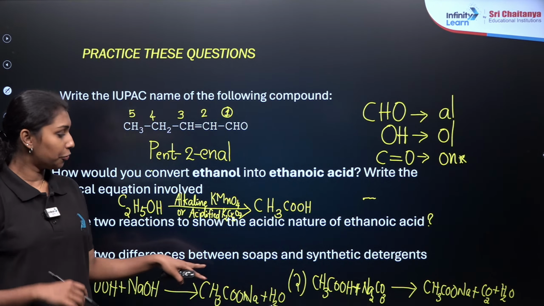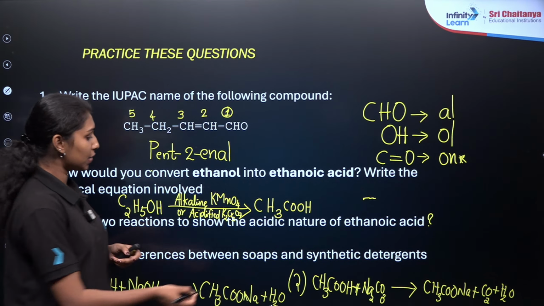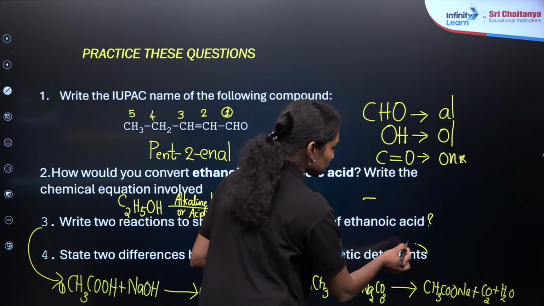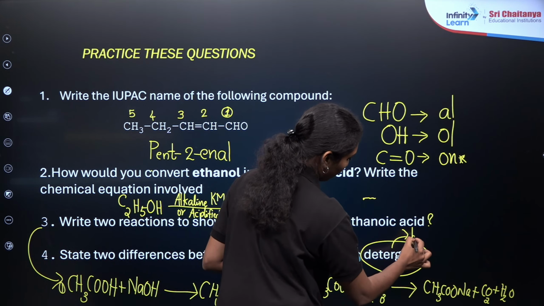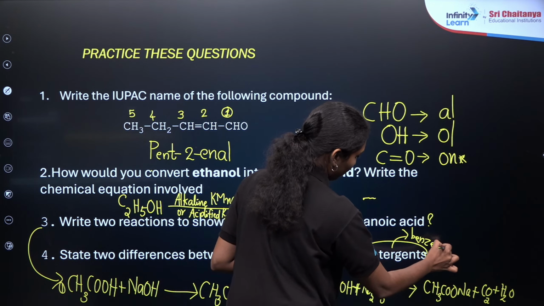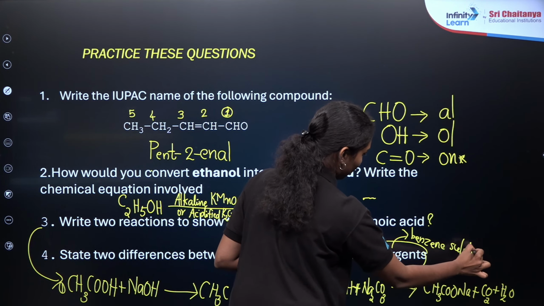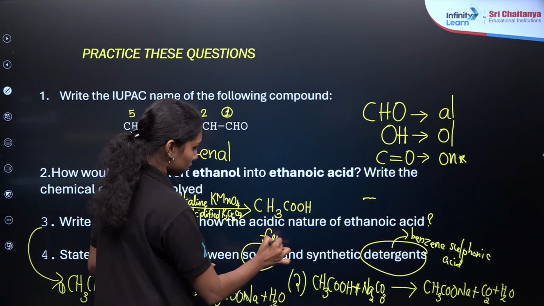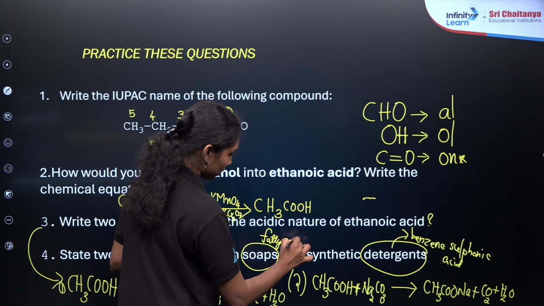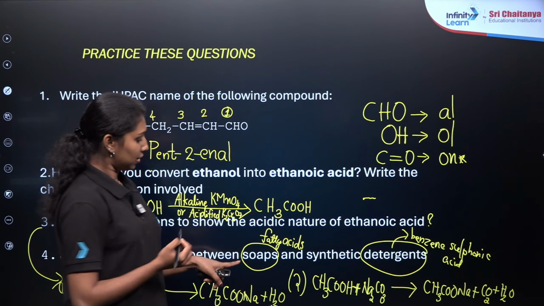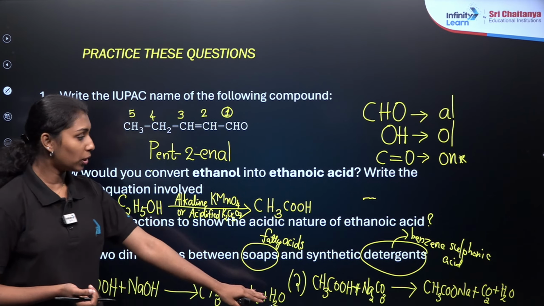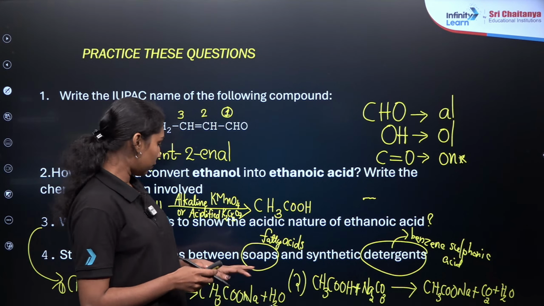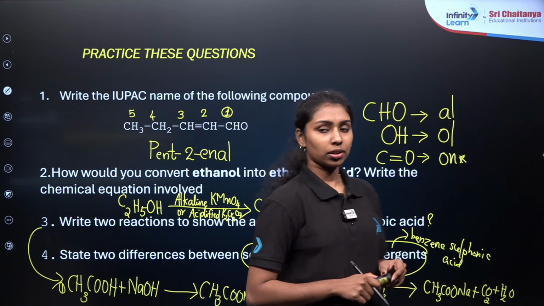And the last question is based on the difference between soaps and detergents, right? So we have already studied in the case of soaps, they are the sodium or potassium salts of the fatty acids, and here it is the sodium or potassium salts of the benzene sulfonic acid, right? Here it is the fatty acids. Then soaps react directly with the soft water, while detergents will easily react with the soft water as well as the hard water. So these are the major differences between the detergents and the soaps, especially for the 2 marks question.